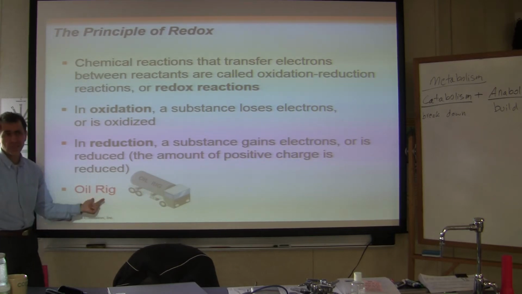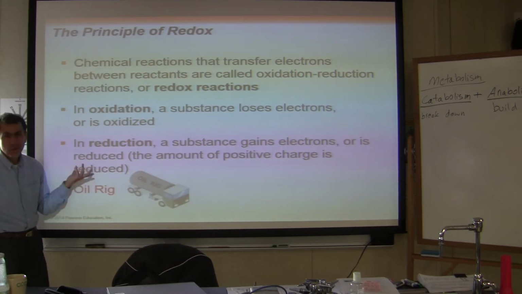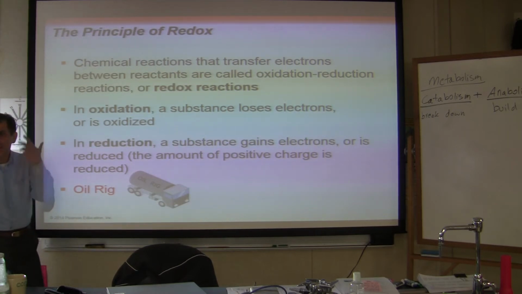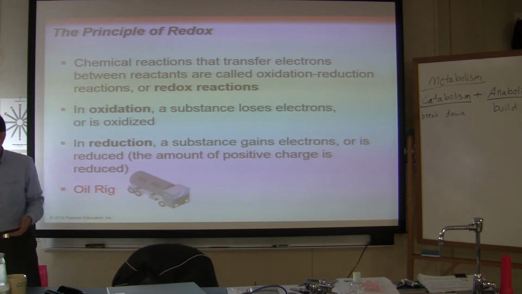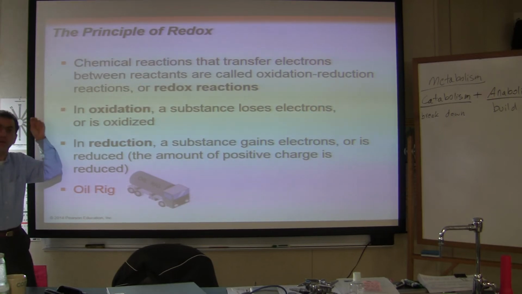I thought reduction means reduce. No, not in here. In biology, everything is opposite. The mentality of biologists is cuckoo.